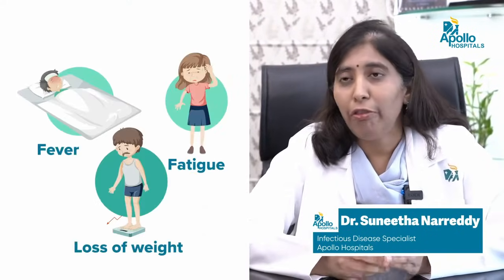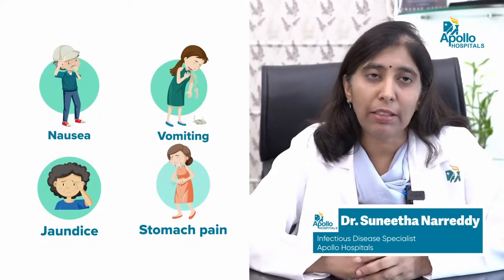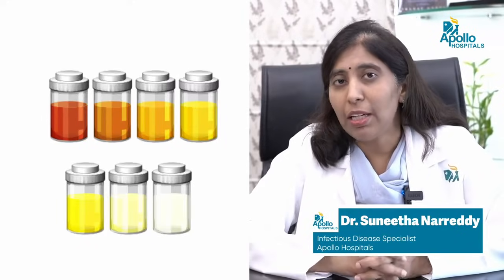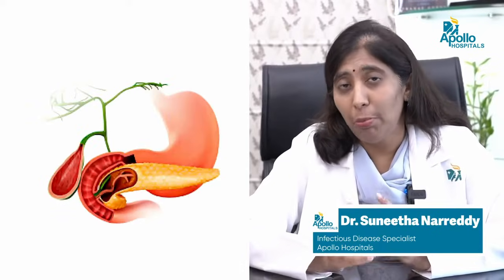So the signs and symptoms of hepatitis B are dependent on what kind of disease process we are looking at. In the acute infection for hepatitis B, you have symptoms like fever, fatigue, loss of weight, nausea, vomiting, jaundice, stomach pain or abdominal pain. Urine can become dark in color, like orange to yellow in color. Stools or the bowel movements can become clay colored. So that is in terms of acute infection.